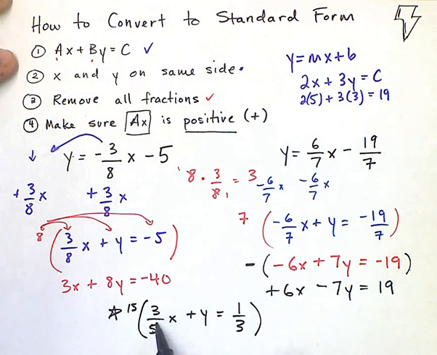5 goes into 15 3 times, so 3 times 3, that would be a 9x plus 15 times y, just regular distributing the 15. And then 3 goes into 15 5 times, so you would do 5 times 1, 5. And this is what your standard form would be, if you're given two different denominators.